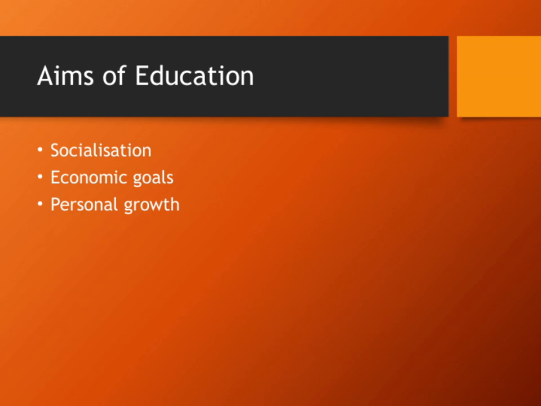Personal growth is another vital aim. Education isn't just about job skills, it's also about developing a person's character, critical thinking, creativity, and emotional intelligence. It helps individuals realize their potential and pursue lifelong learning. All these points tie into the broader theme of education being a multifaceted tool. It's not only about acquiring knowledge, but also about shaping well-rounded individuals who can thrive socially, economically, and personally.